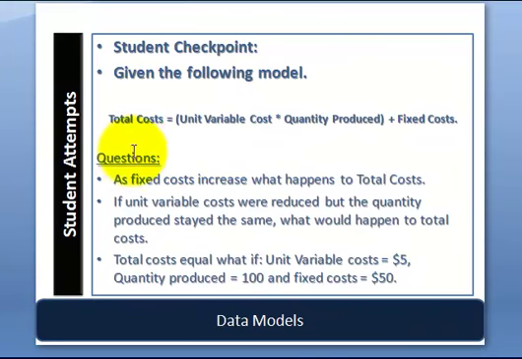So just a checklist, take a look at this model of total cost equals unit variable cost times quantity produced plus fixed cost, and check these questions out. As fixed costs increase, what happens to total costs? If unit variable costs were reduced, but the quantity produced stayed the same, what would happen to total cost? And what would total costs equal if the variable costs were 5, the quantity produced were 100, and the fixed costs were 50? So take a second, and you should be able to, by looking at this function, figure these out.